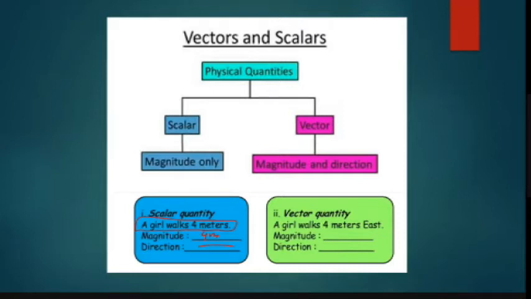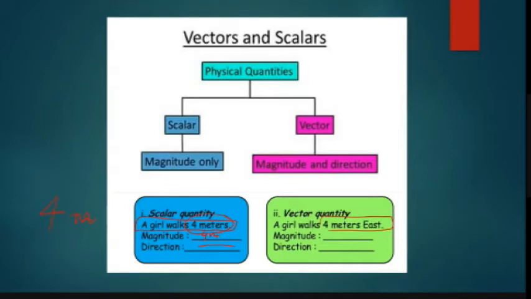In that case, this 4 meters, see here, what is involved? 4 is involved, that means a number. And meter, what is meter? It's a unit. So scalar quantities can be represented with the help of a magnitude or the number and the unit. That's all sufficient to express a scalar quantity. But what about in the second case? We are more specific. A girl walks 4 meters east.